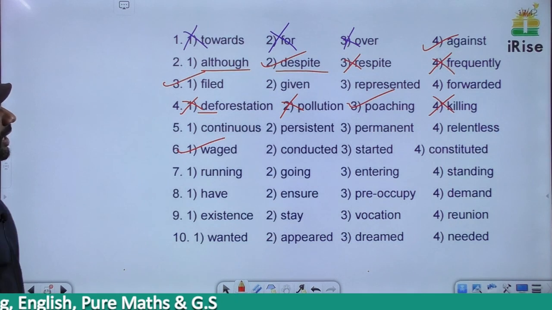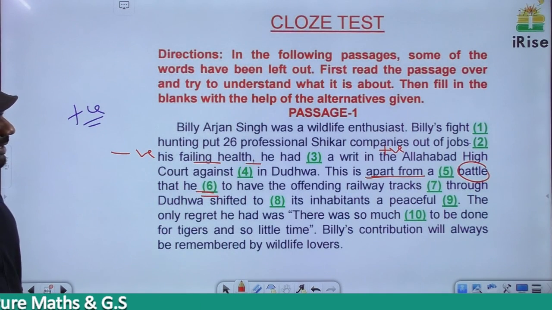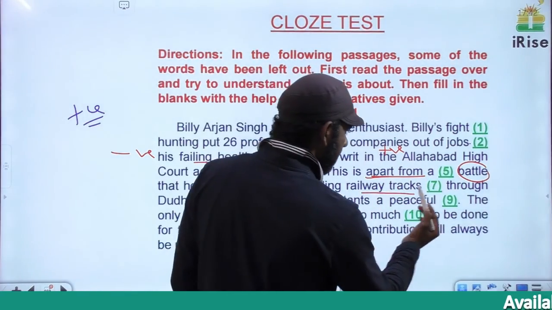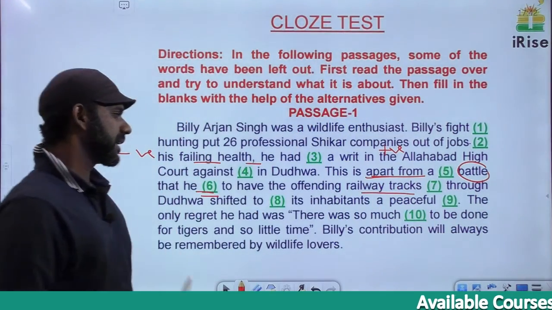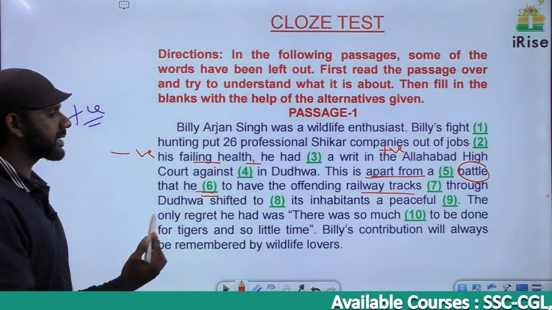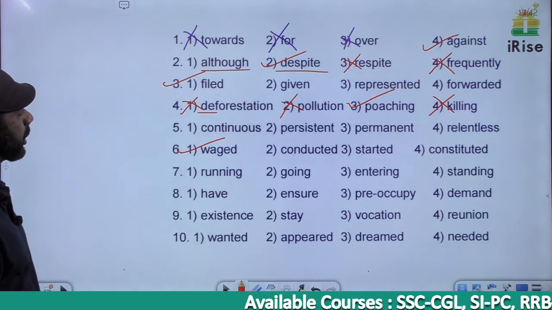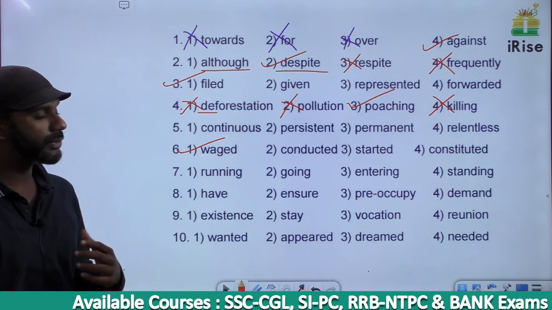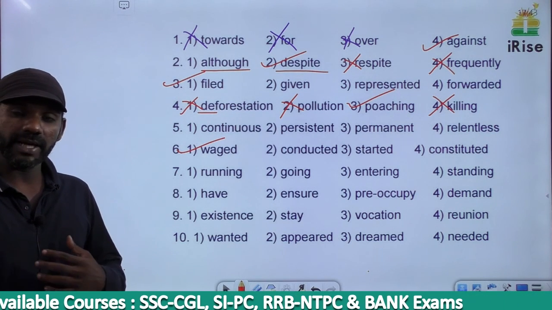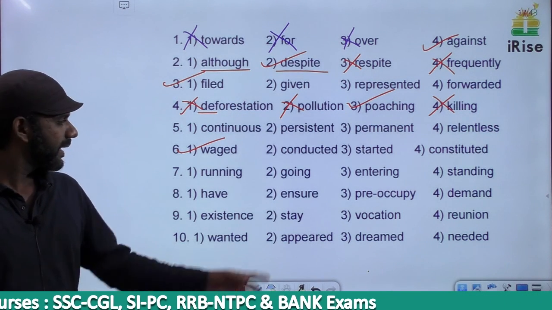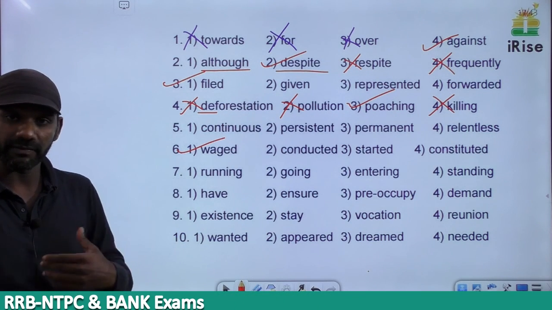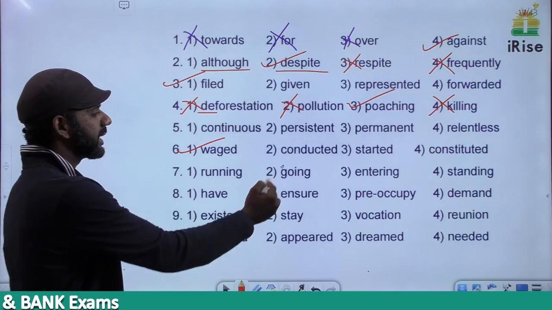So this is apart from a battle that he waged to have the offending railway tracks dash through Dudhwa. Come to the options for blank 7. Running, going, entering, standing. Railway tracks dash through Dudhwa. Railway tracks going through Dudhwa is wrong. Railway tracks don't go anywhere, we go. So option 2 is eliminated.